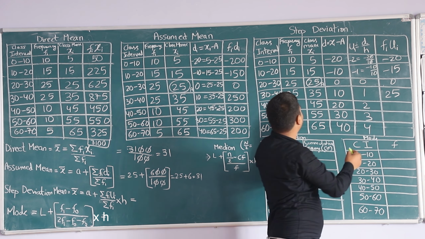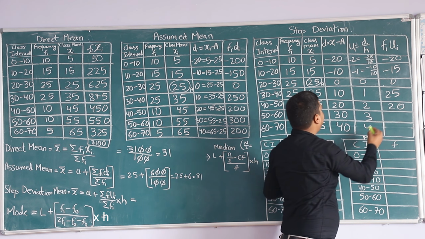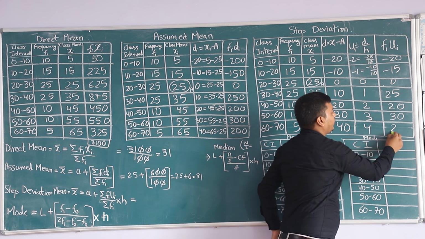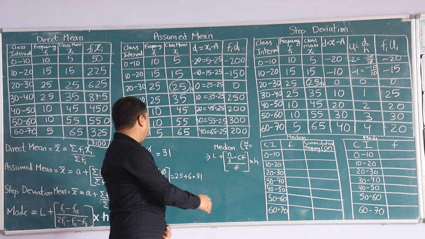25. Very good. Next, 10 into 2, 20. Very good. Next, 10 into 3, 30. Very good. Super. Next, 5 into 4, 20. Up to here, is everyone clear? Understand? Okay. Now let's take a value.